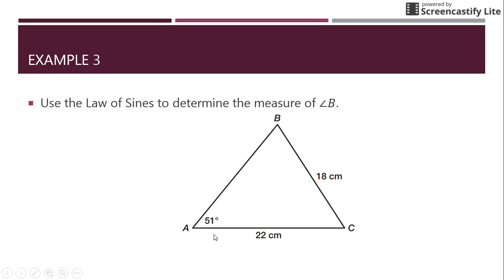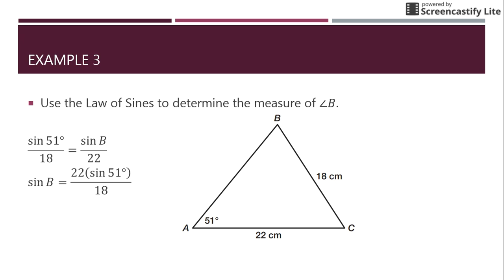So for this one, once again, I know angle A and I know the side across from it. So I'm totally going to use that. Sine of 51 degrees over 18. In this case, though, it's a little bit different because I don't know the angle, but I do know the side across from it. But the setup is still the same. Sine of angle B should go over 22. Now, normally I would cross multiply, but I'm lazy. And the truth is, it's sine B that I'm trying to get alone. So I'm just going to multiply 22 onto the other side.